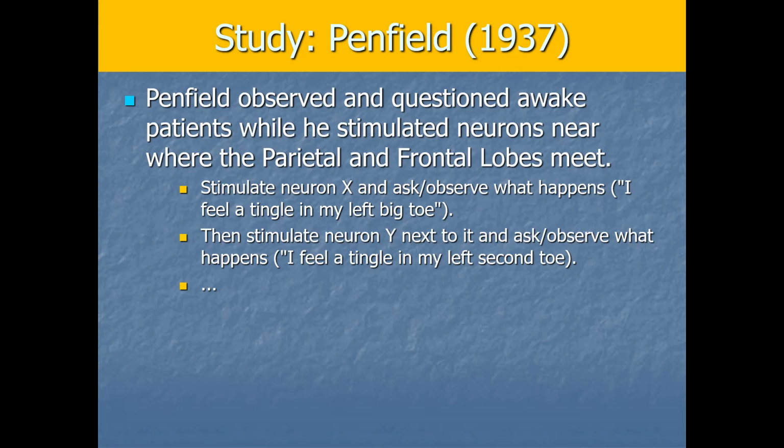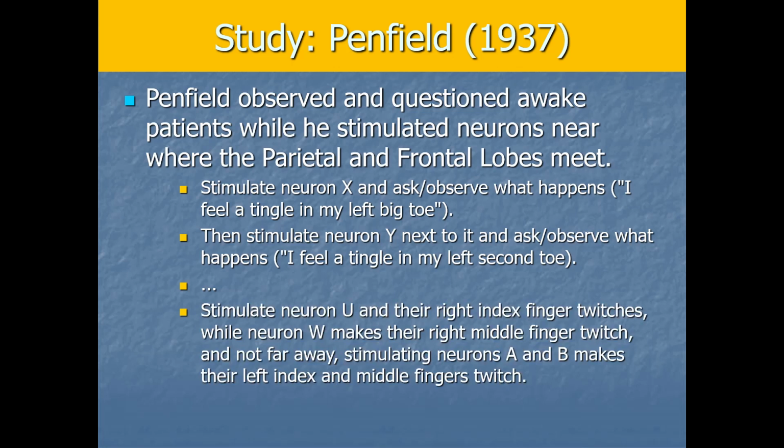Then he'd put the electrode on a random neuron in the red strip, what we call now the motor cortex, right? So he moves the electrode to some random neuron a little further forward in the back of the frontal lobe, and just sees what happens when he turns that neuron on. He zaps it with a little electricity, makes the neuron fire. Sure enough, if he stimulated neuron U, their right index finger would twitch. They didn't choose to do it, but they made a movement because some neuron in their brain was activated by his electrode. While if you move next door to neuron W, it might make their right middle finger twitch.